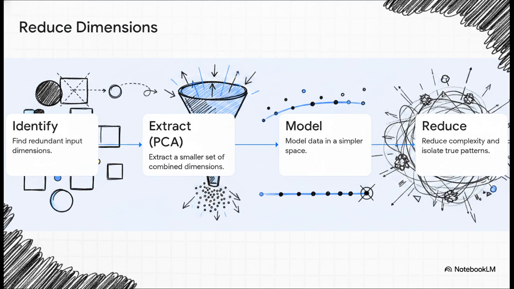So how does that process work in practice? First, we identify those redundant inputs. Then, we use techniques like principal component analysis, or PCA, to mathematically squish those dimensions down into a smaller, much more powerful set. By modeling our data in this simpler space, we drastically reduce the computational load and make the model way more robust against outliers. We're basically distilling the data set down to its absolute purest essence.